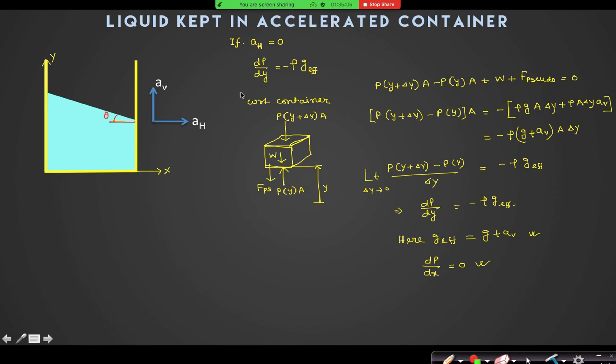But now the question is, if it moves with AH, will there be a variation of pressure with x? Yes or no? Yes, sir. Can you just try to find what is the pressure variation with x if it moves with AH? Using similar calculations, you just try to do it. I will definitely do it after some time.